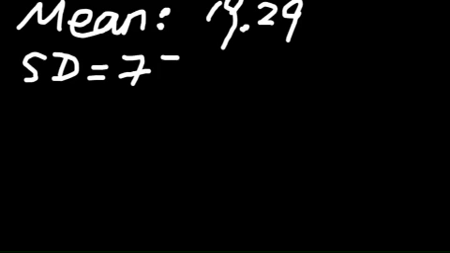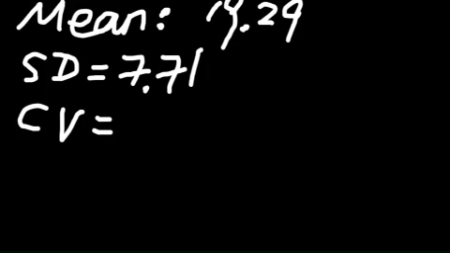When we look at the data output, we can only find that the mean is 19.29 and the standard deviation is 7.71. But the question asks you whether it is a high risk, average risk, or low risk. But you don't know whether standard deviation 7.71 is a high risk or low risk. So you have to convert that into CV, which is also called coefficient of variation.